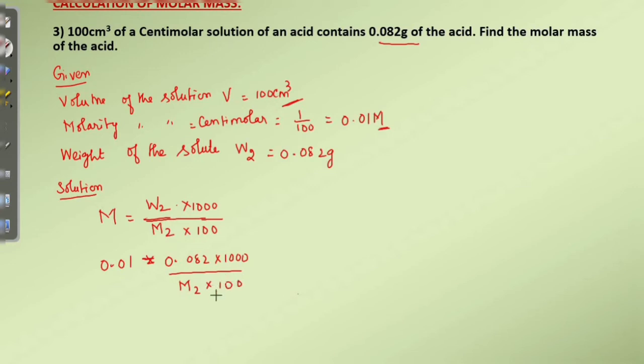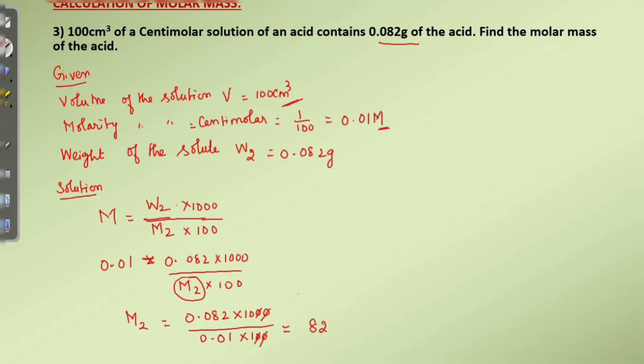Okay, now you want this molarity. We are in need of this molarity. So you can bring this here. M2 is equal to, come on, do the problem, 0.082 into 1000 divided by 0.01 into 100. Come on, do the problem, students, find out the answer. See, yes. So the answer is 82 grams.